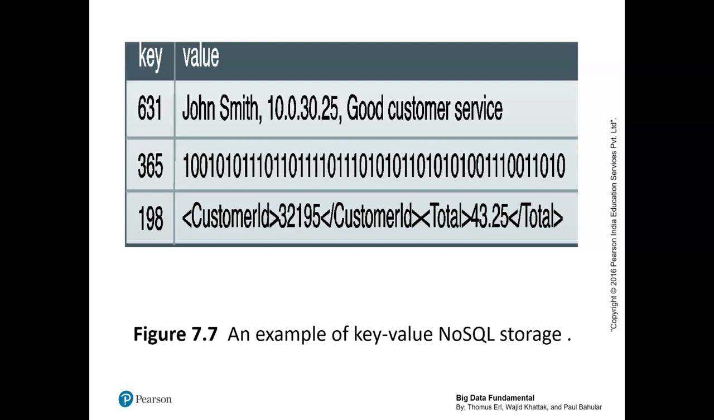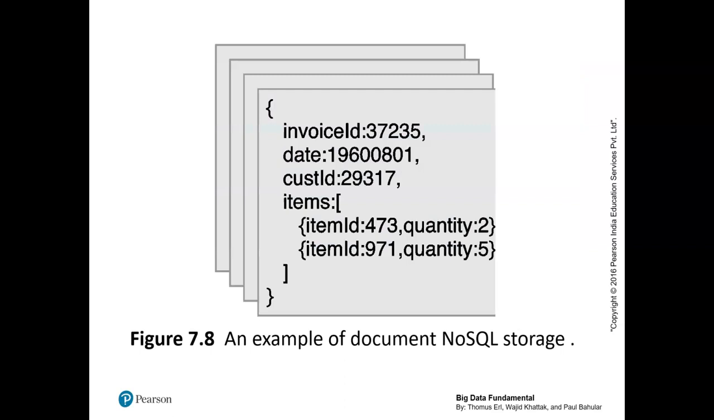Similarly, 635 is image data, as you can see over here. And in key 198, it's an XML kind of file or JSON file. This is an example of how we store it. This is a typical example of a JSON file, and you might have experienced this in MongoDB. This is how the file looks in MongoDB, and it can be accessed like a normal database.